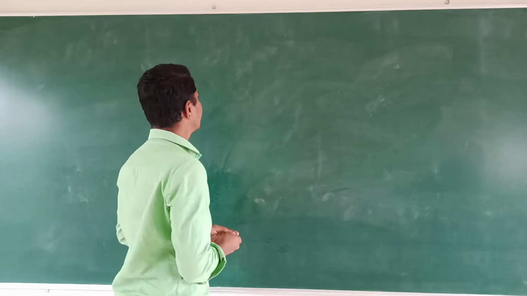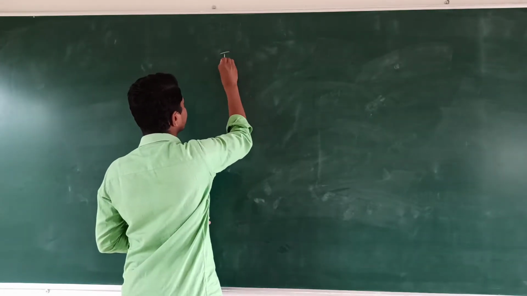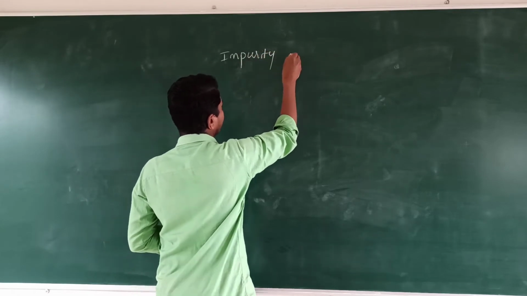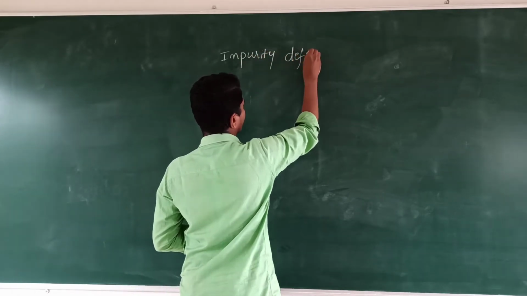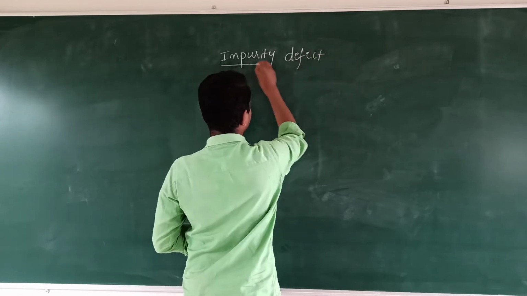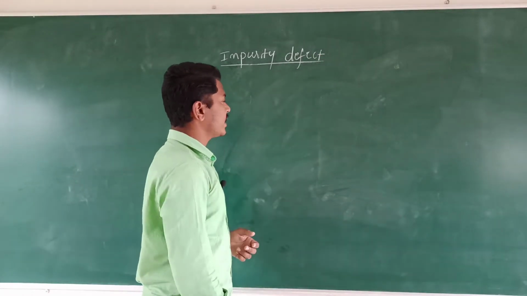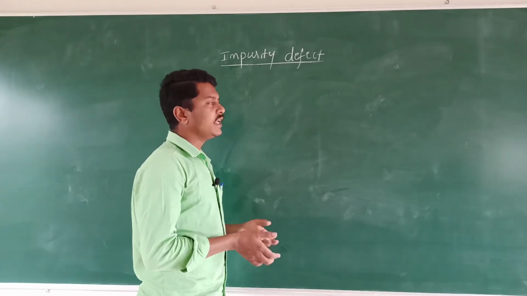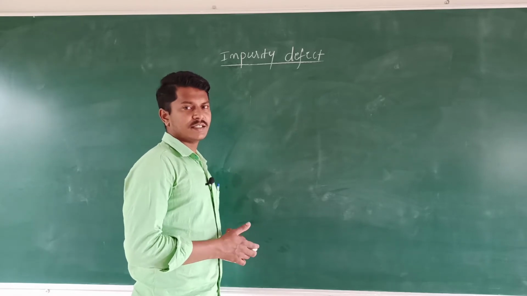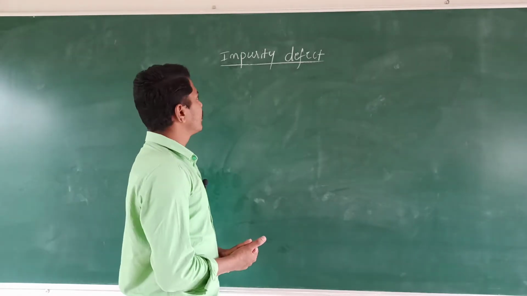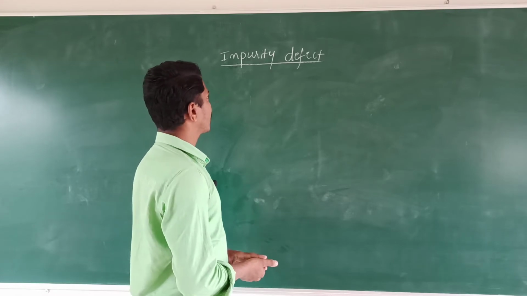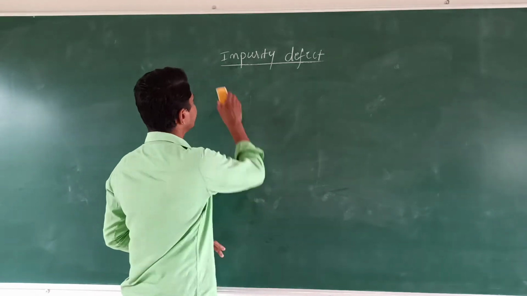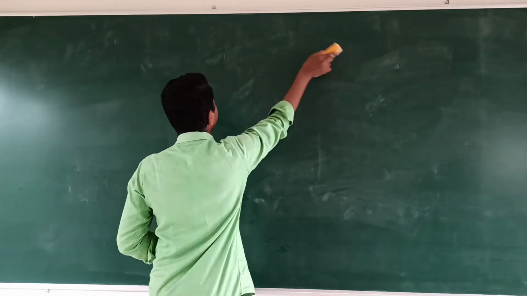The last defect is the impurity defect. Now the third defect, impurity defect. In this defect, the crystal lattice has some impurity in its lattice sites or interstitial sites. Such type of defects are called impurity defects. Got it? Next concept, that is electrical properties.